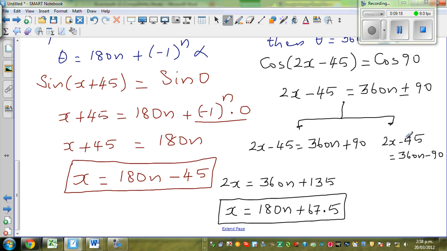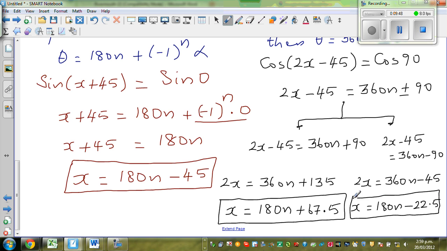And here, if you add 45 to both sides, I can say 2x is equal to 360n minus 45. I hope you understand. Minus 90 plus 45 is minus 45. And if you divide by 2, this is 180n minus 22.5. So let us check whether our answer is right between 0 to 360.